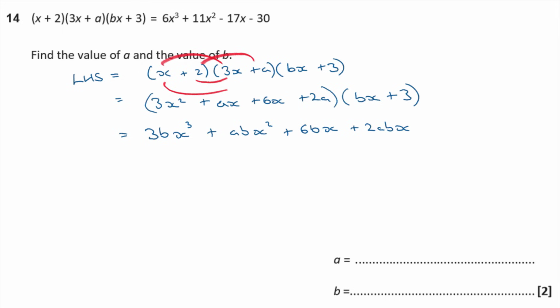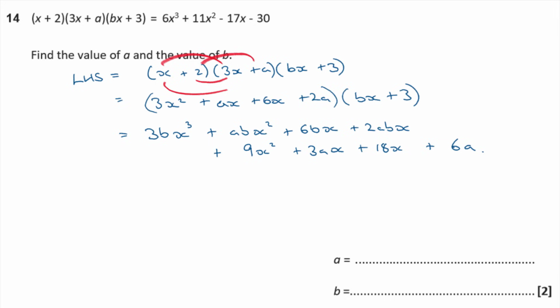Rather than writing a big long line, I'm just going to drop down the line, and I'm going to start doing it from here. You'll see why I'm doing it that way in a sec. So 3 times 3x squared, that is 9x squared. And then I've got 3 times ax, that is 3ax. And then I've got 3 times 6x, which is 18x. And I've got 3 times 2a, which is 6a.